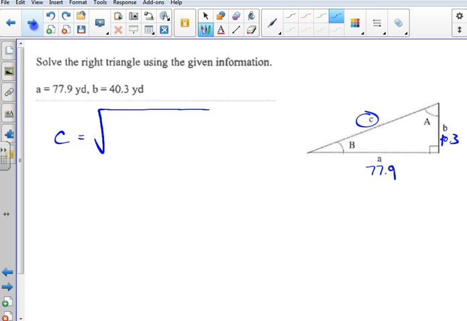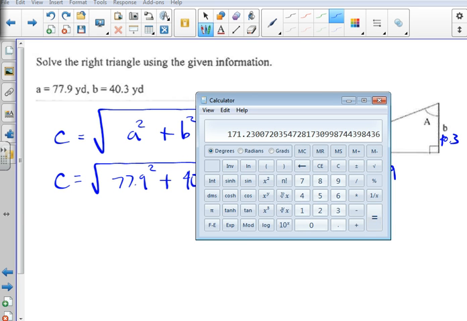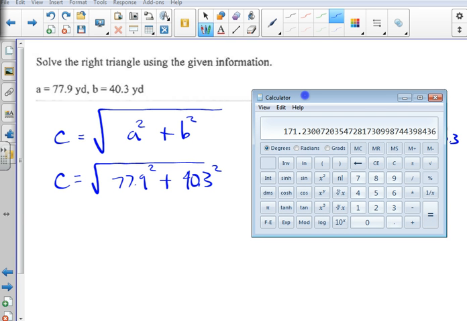C is going to be the square root of a squared plus b squared, which means C is going to be the square root of 77.9 squared plus 40.3 squared. So 77.9 squared plus 40.3 squared equals, and then take the square root, 87.7. So C is 87.7.